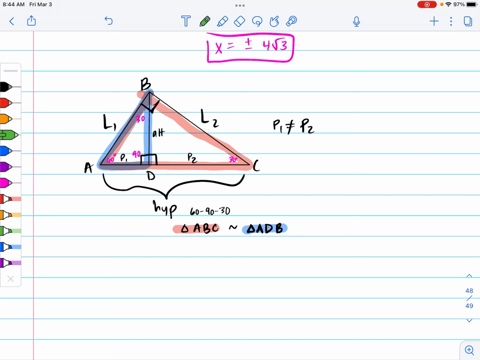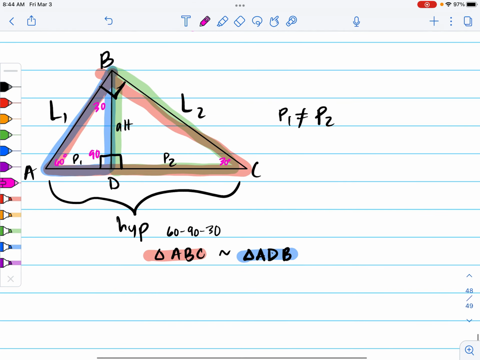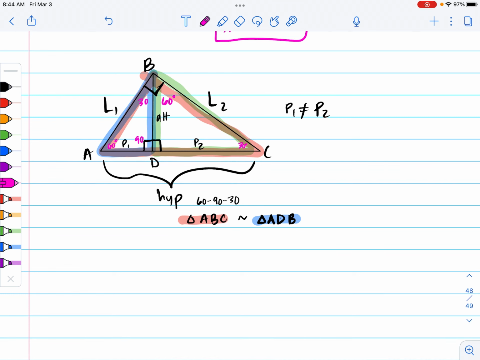Now, something else happens, because if you look, we actually have a third triangle here. I'm going to do this one in green. And if you notice this time around also, we have another 30, 60, 90, because if this angle here is 30, this angle here is 60. Okay? And we have another 30, 60, 90 triangle. So we have more similarity.